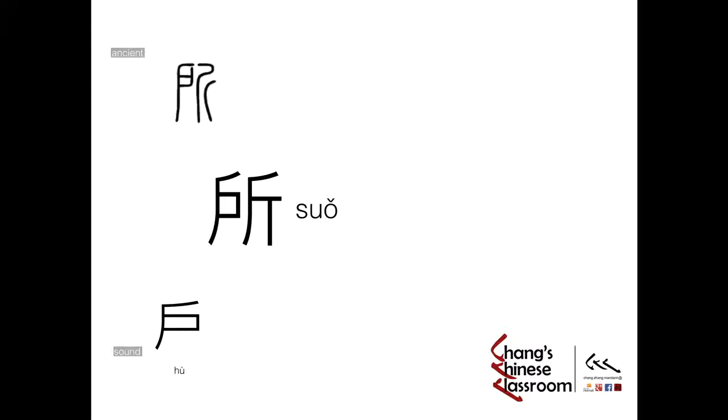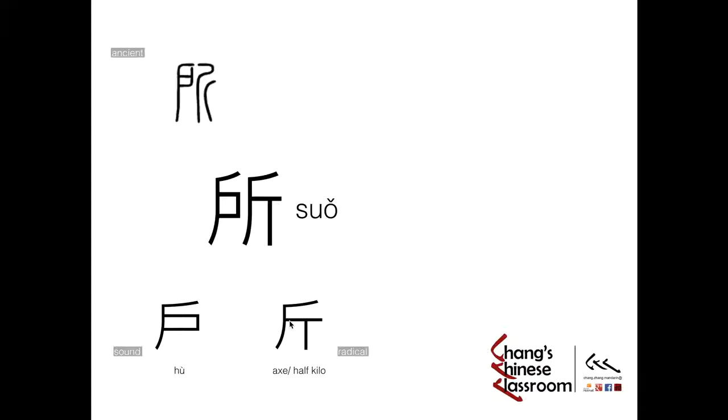The left side is hu, to indicate the sound for the Asian version, though you can see the pronunciation changed quite a lot from ancient times, that's hu, into the modern one, suo. This part hu also contributes to the meaning of the character, because the meaning of hu is household, so it contributes the meaning of place to the character.